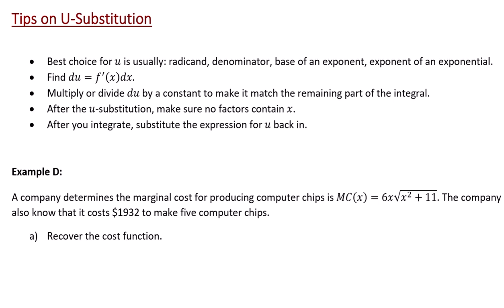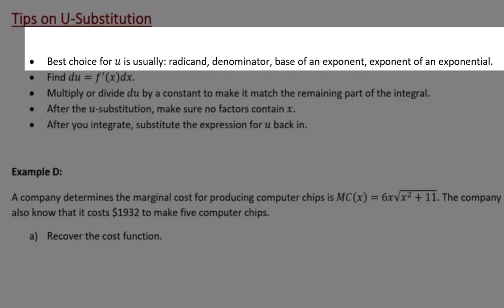Here's some tips when using u-substitution. The best choice for u is usually a radicand, that's the part underneath the square root; the denominator, that's the part underneath a fraction; the base of an exponent; or the exponent of an exponential. We'll also add the more complicated part.